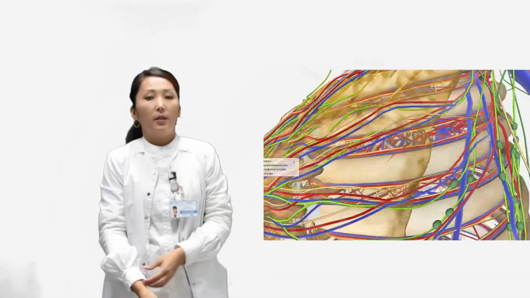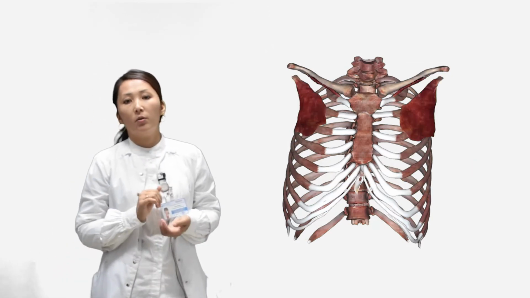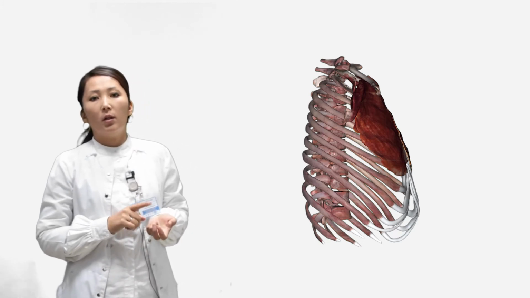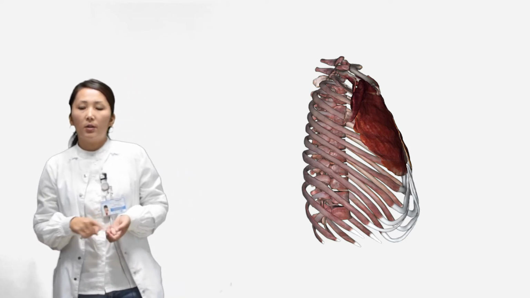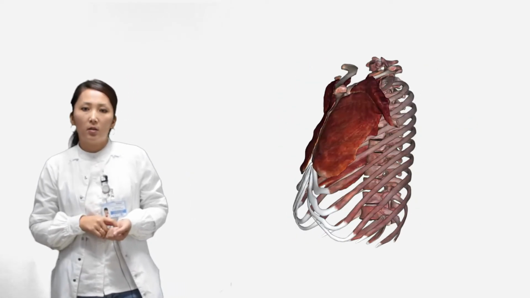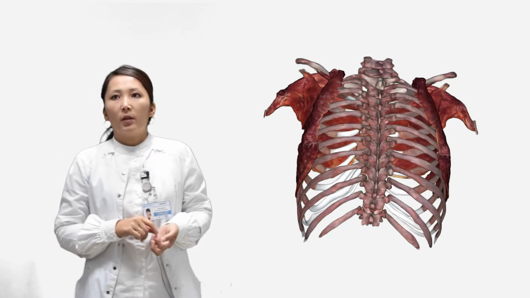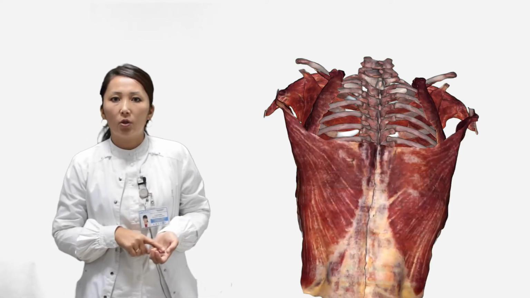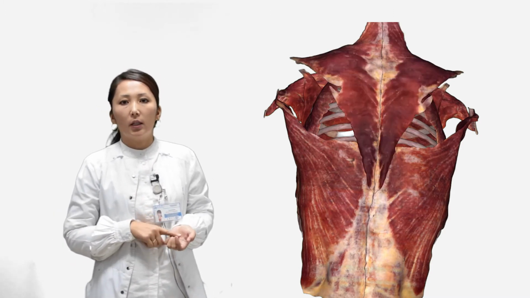Now we talk about the muscles of the thorax. They are divided into superficial and deep. Superficial pectoral muscles, we have pectoralis minor, pectoralis major, subclavian, serratus anterior, latissimus dorsi, and trapezius muscles.